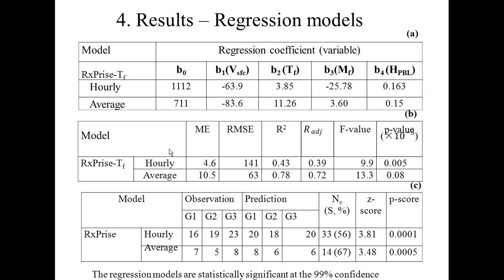The middle table shows the statistics of the regression models. Basically, the mean error or root mean squared error, and also there are F and P values to indicate the statistics and the significance of these equations. From the middle table, we can see all these models are significant at the 99% confidence level. The last table at the bottom is a cross validation test showing those cases which are above average, below average, or in the middle. Both testing results show the significance of this model.